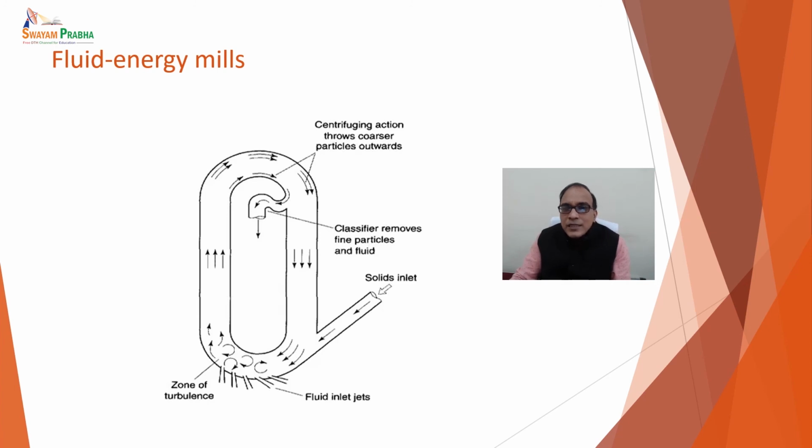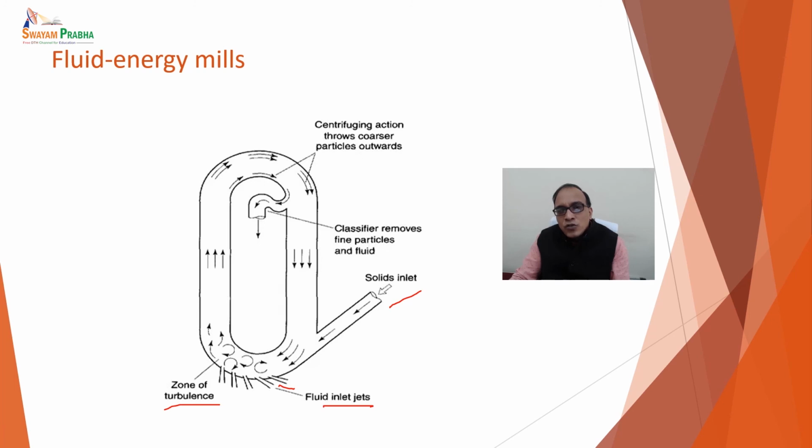What is happening? Let's see, the solid inlet is there, and fluid inlet jets are there. Fluid is entering here, and due to this motion we can see a zone of turbulence. Due to this turbulence, the fluid inlet allows intimate contact, and that attrition is going on there.